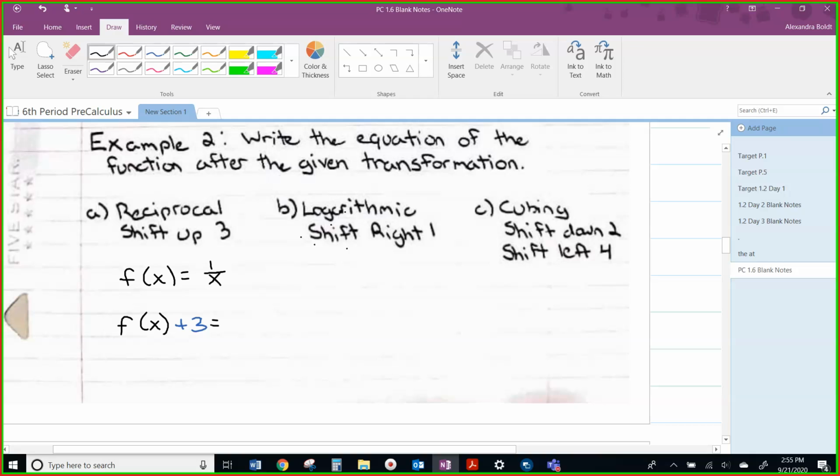So I'm basically going to take my f of x, which is 1 over x, and add 3. So that is my answer. My new function is f of x equals 1 over x plus 3. That is my new function.